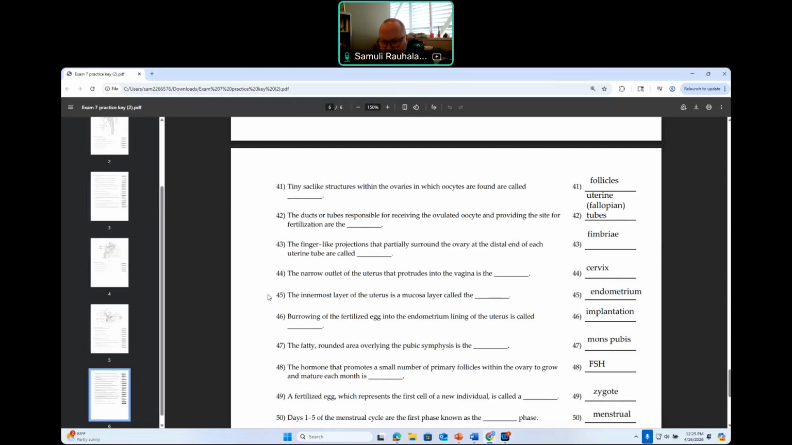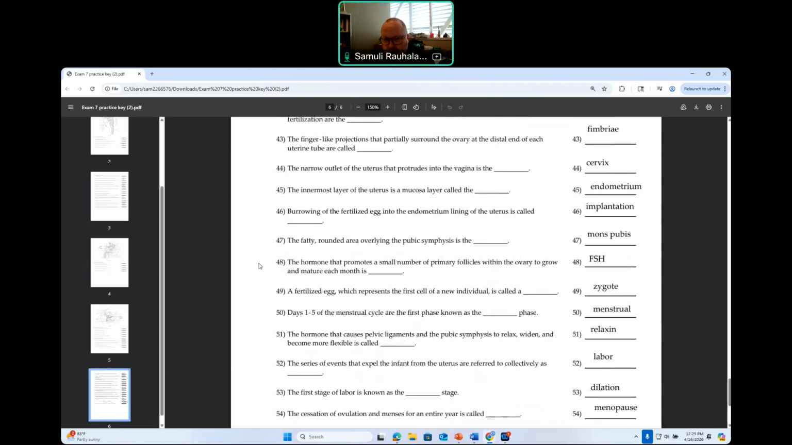Question 45 reminds us about that innermost layer of the uterus known as endometrium. This is what thickened as the monthly cycle progressed, and if there was no fertilization, then it was shed. Question 46 addresses just that: the fertilized egg cell will then implant to the endometrium. Then, question 47, Mons pubis referred to this rounded area overlying the pubic symphysis, and it was made of adipose tissue.